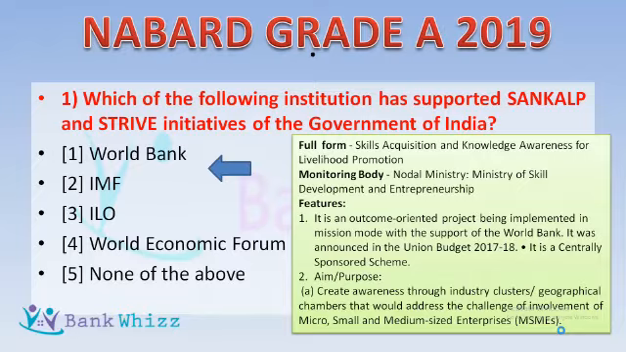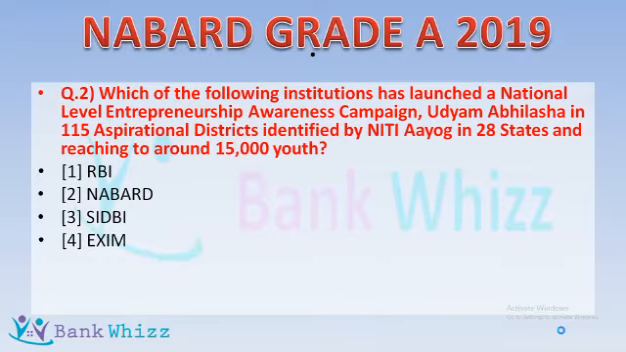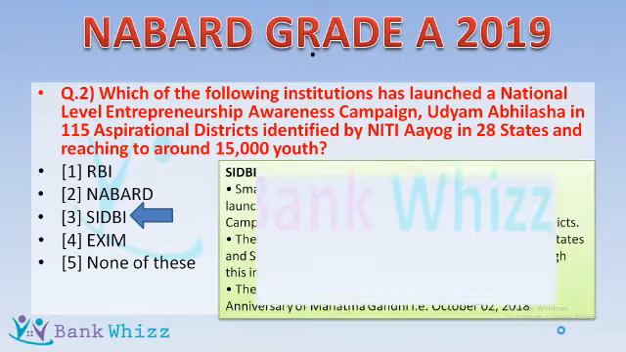Now switch to the second question. The second question is, which of the following institutions has launched a national level entrepreneurship awareness campaign Udyam Abhilasha in 115 aspirational districts identified by NITI Aayog in 28 states and reaching to around 15,000 youth? The first option is RBI, the second option is NABARD, then SIDBI or EXIM or none of the above. The answer is SIDBI. Now let's have a look at something detailed about the question and its answer.